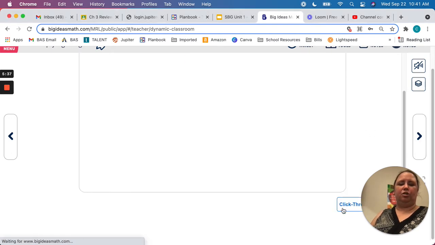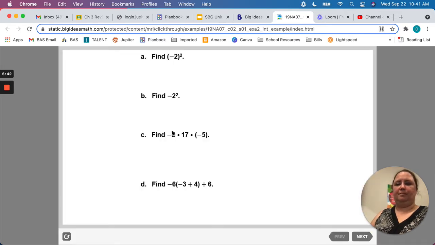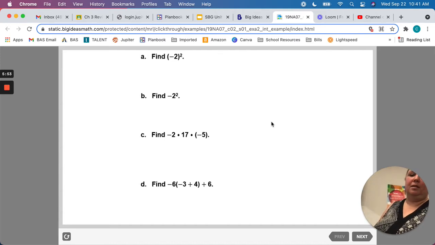Example 2, get your journals. Write this in your journals. Okay, we have 4 here. Here's where your calculator can help you check your work. But we're going to do it without a calculator, or with your brains, first. I believe in you. Shh, you are smart.